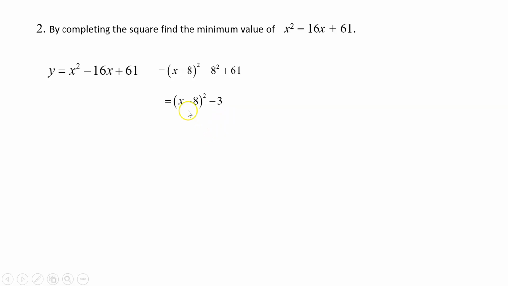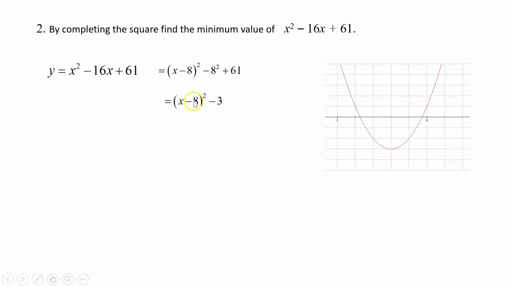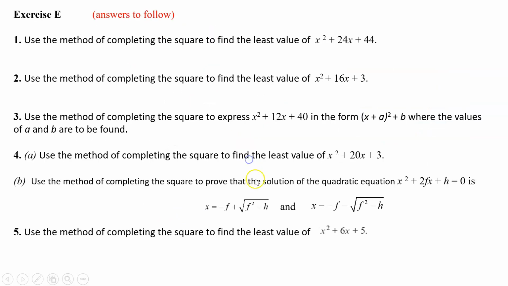So that means that at the point x is equal to 8, think about the bracket equal to 0, y is minus 3. So the minimum value of the graph, the pointed end, the stationary point, is at y is equal to minus 3 when x is equal to 8. So the minimum value is minus 3 when x is equal to 8. So using completed square, I can do that.